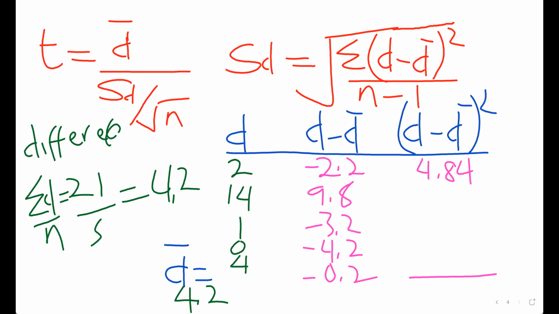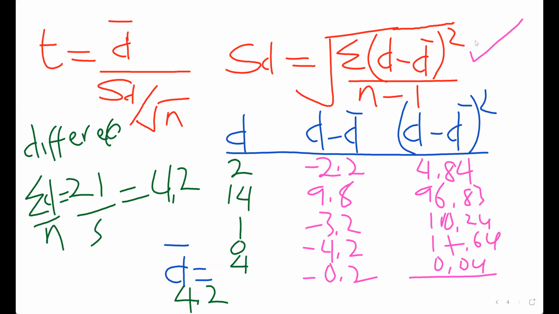So the second one will be 96.04, okay. Then the third one will be 10.24. Remember, all of them will be positive, okay. And then you continue: 17.64. And then the last one will be 0.04. So that's what you do. Then you add them. Look at the formula at the top. The formula says you should add them. So add all of them together and tell me the answer.